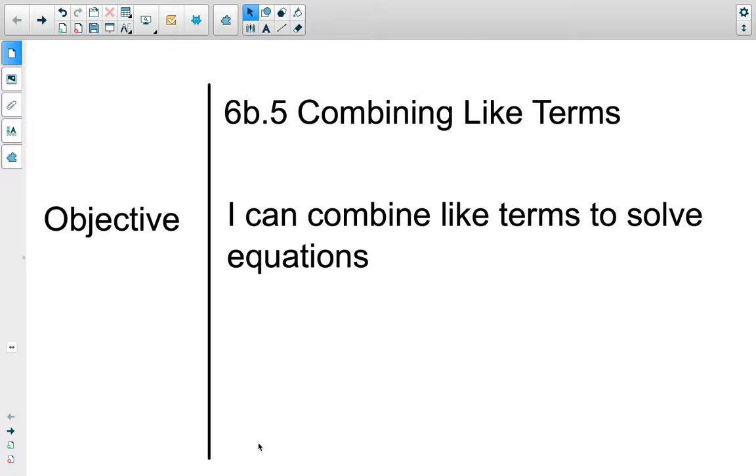Hi everyone, today we're going to be doing lesson 6b.5, combining like terms. Our objective today is to be able to combine like terms to solve equations.